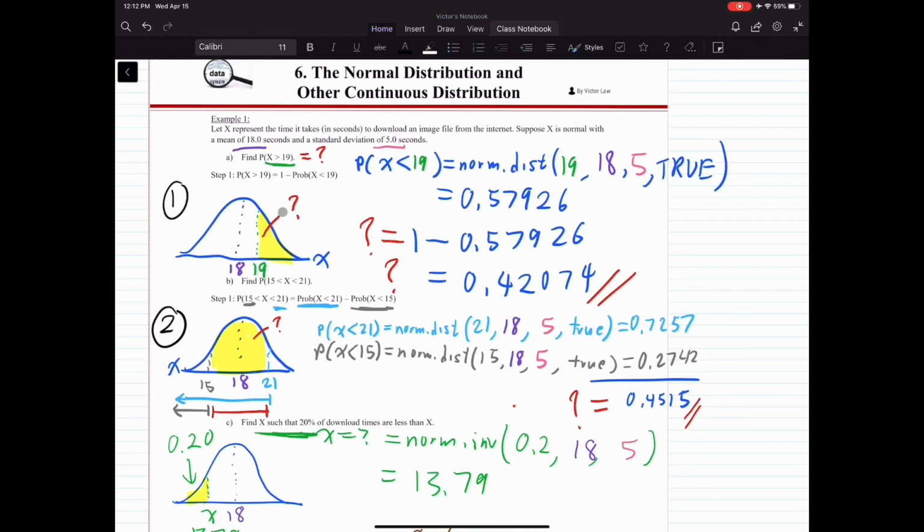So again, when you're solving these questions, what you need to know is that first step, draw the diagram. The diagram will tell you what you need to do.